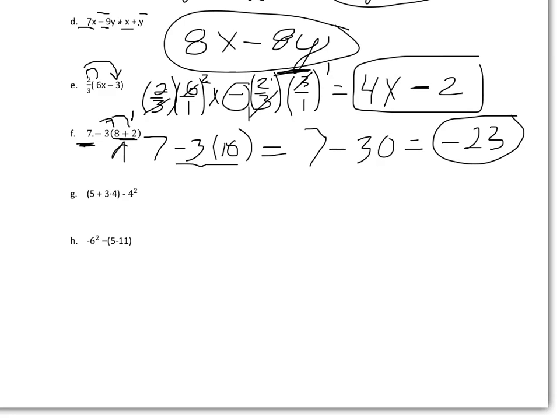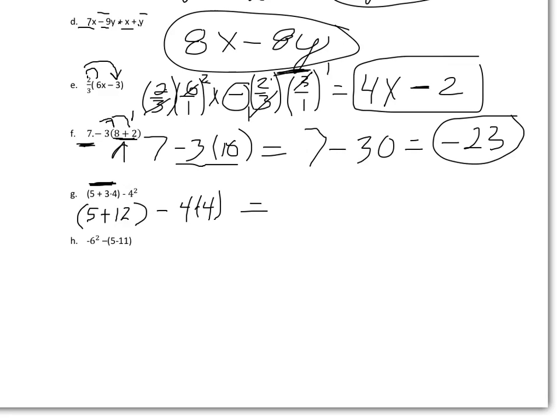So this next one, we have 5 plus 3 times 4, that's all in parentheses, minus 4 squared. So following the order of operations, first thing we do is parentheses. And in this parenthesis, we have addition and multiplication. Multiplication comes before addition, so we're going to have 5 plus 4 times 3 is 12, minus our 4 squared. Well, 4 squared is 4 times 4, so let's just write that as 4 times 4. We can multiply that out there.